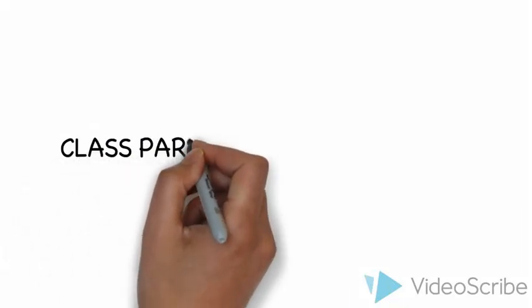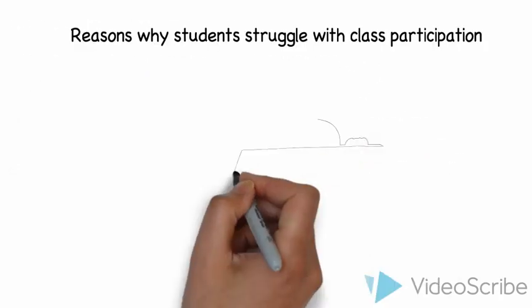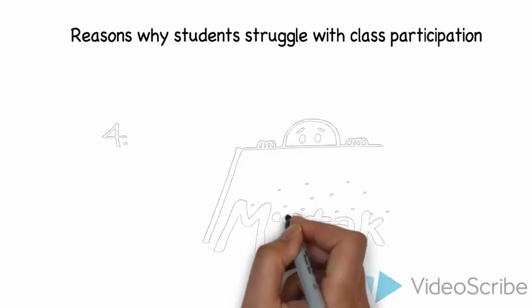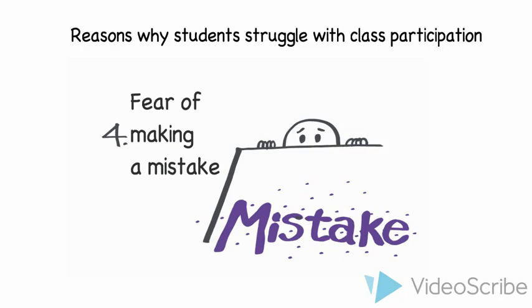In the first part of this video series, I discussed 3 obstacles to class participation and how to overcome those 3 obstacles. In this part, I will discuss 2 more obstacles and how to overcome them. Now, a 4th barrier to class participation occurs when students are paralyzed by the fear of making a mistake.